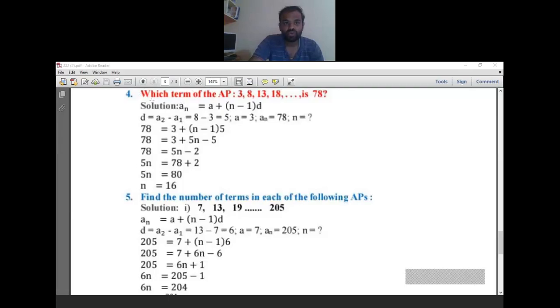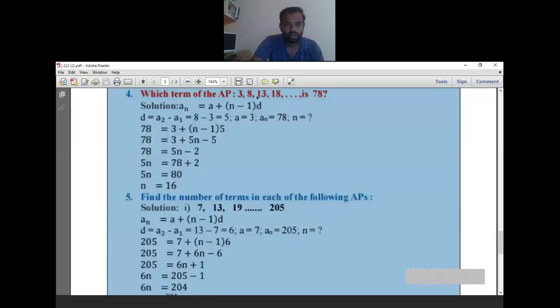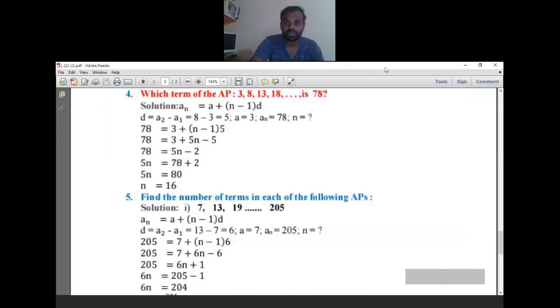Second exercise, fourth problem. Which term of an AP 3, 8, 13, 18 is 78? Here, very carefully observe this one. What have they given? Which term of an AP 3, 8, 13, 18 is 78?